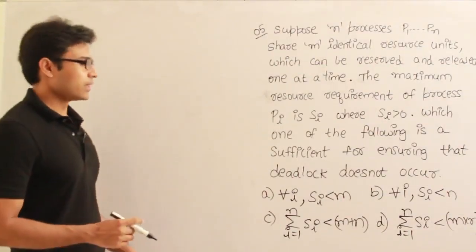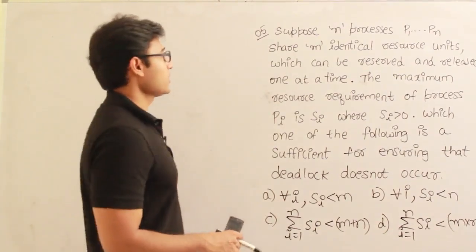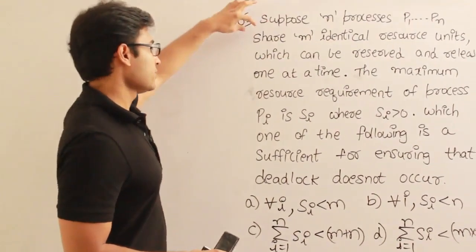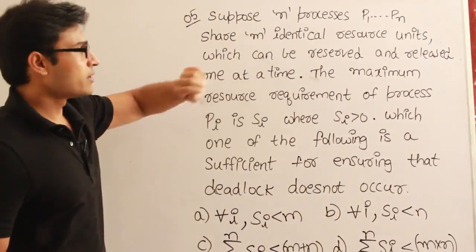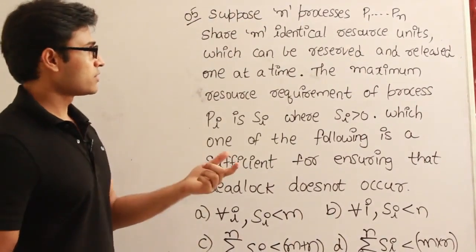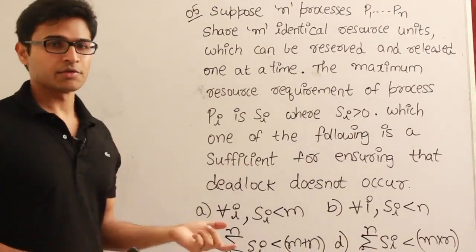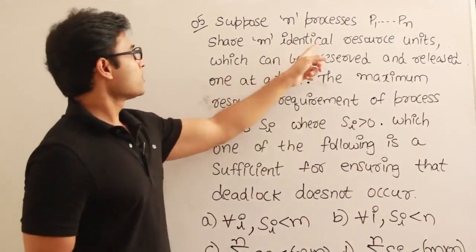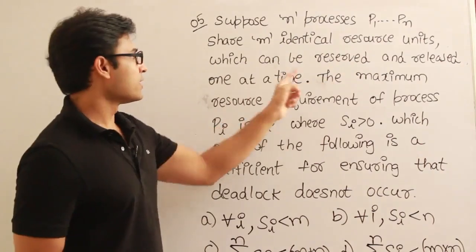Now this question is given in GATE 2005. What they are trying to ask is, if there are n processes P1, P2, so on Pn, that share m identical resources, which means there is one resource type and there are m instances of that resource type. M resource units which can be reserved and released one at a time.